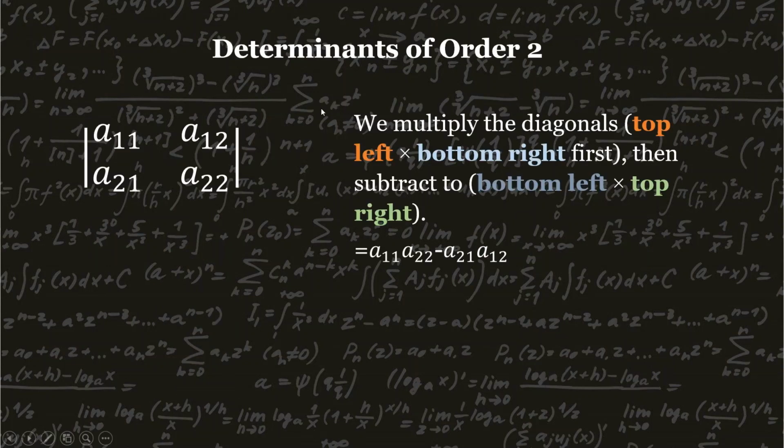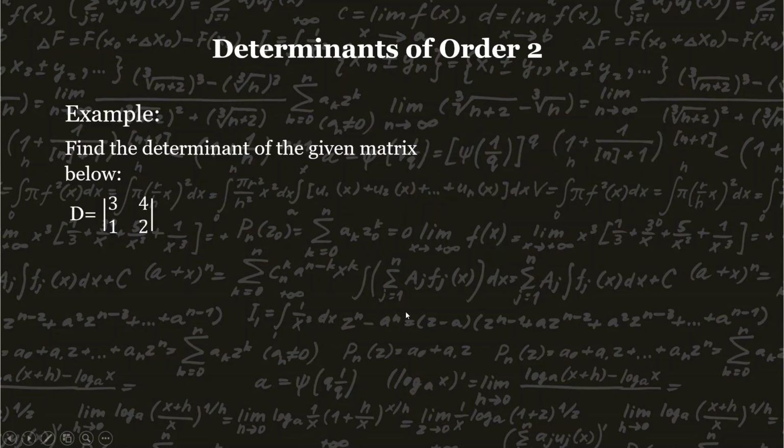For determinants of order 2, or second order determinants, let's consider this 2 by 2 matrix. We can solve this through these steps. We multiply the diagonals from the top left to the bottom right, a sub 1 1 times a sub 2 2, subtracted from the bottom left multiplied to the top right, a sub 2 1 times a sub 1 2. Let's have an example.